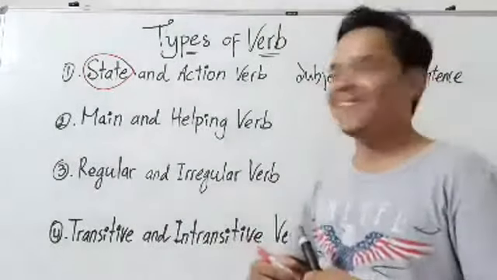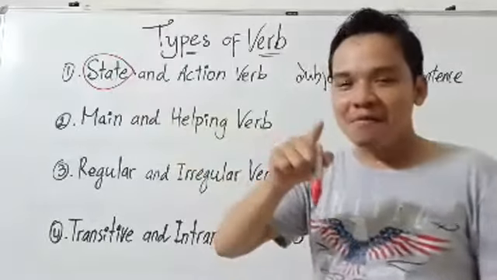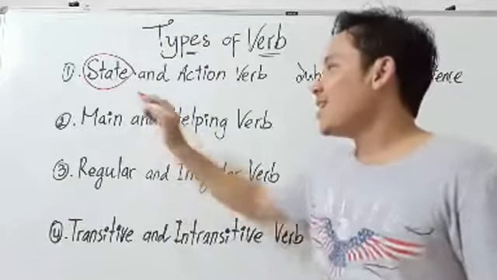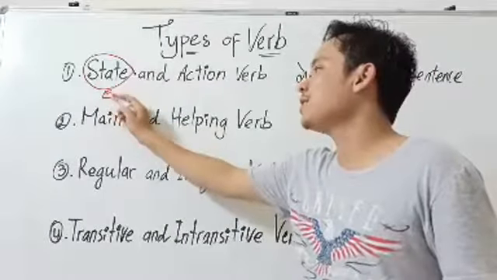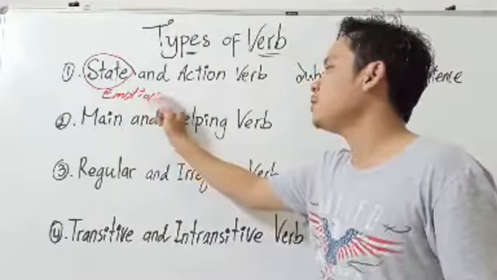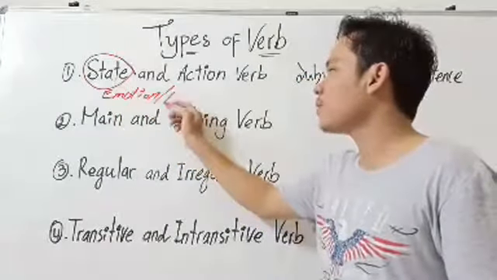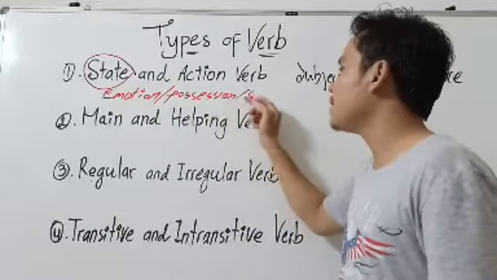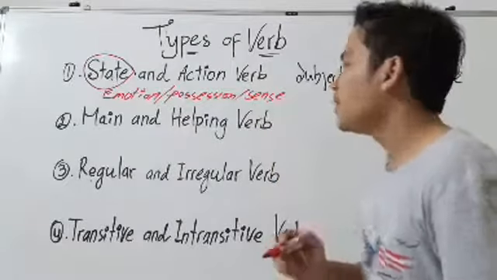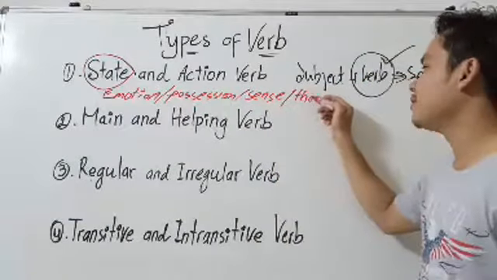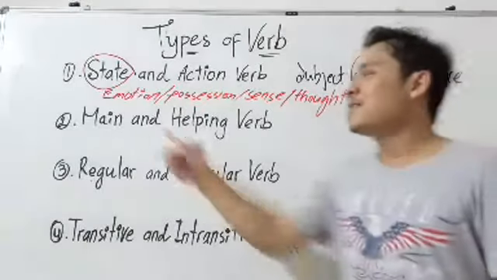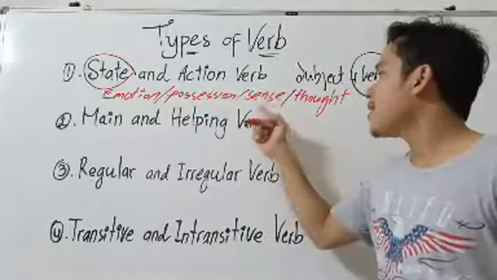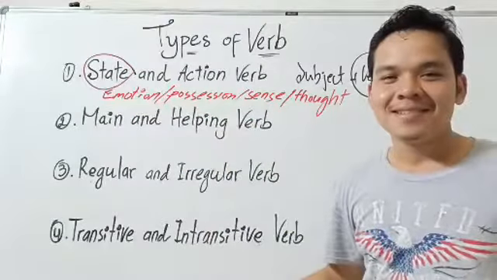So again, state verbs are words that don't show the action. We refer to emotion, we refer to position, we refer to send, or talk about shout. So when you see a kind of word that talks about emotion, position, send, or shout, they are state verbs.